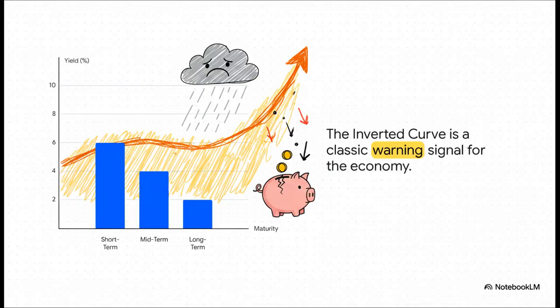And then this happens. Inversion. The curve flips completely on its head. Just look at this thing. Now, short-term bonds have a higher yield than long-term bonds. This is financial common sense turned completely upside down. Why on earth would you get paid more for a short loan than a long one? This is the market basically screaming that something is deeply, deeply wrong.